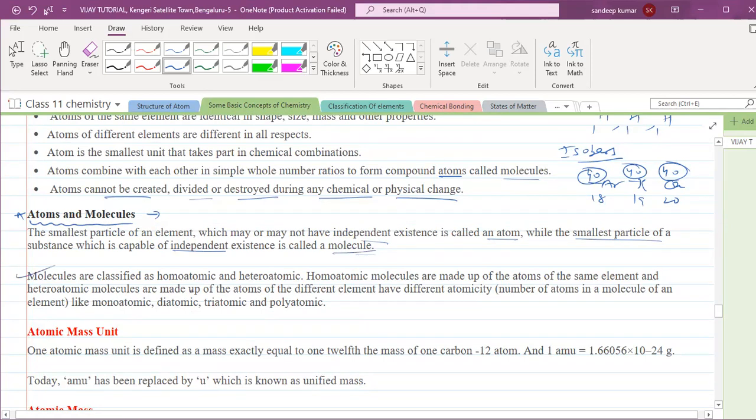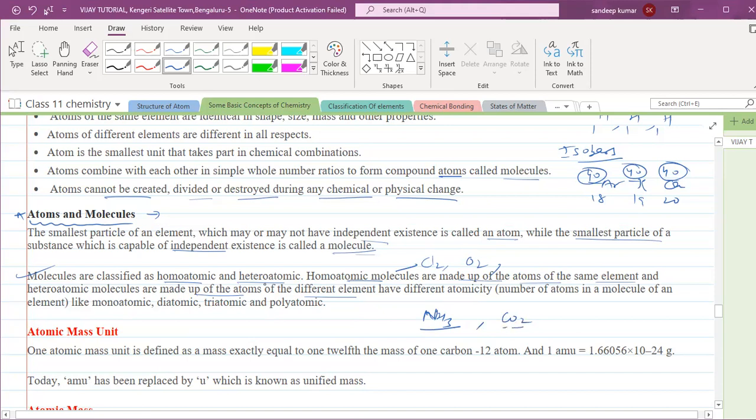Molecules are classified as homoatomic and heteroatomic. Homoatomic means made up of the same type of atoms, the atoms of the same element, like Cl2, O2. Chlorine is made up of two atoms of chlorine, and oxygen gas is made up of two atoms of oxygen. Heteroatomic means made up of atoms of different elements. NH3 is a molecule made up of nitrogen and hydrogen atoms. The carbon dioxide molecule is made up of carbon and oxygen atoms.